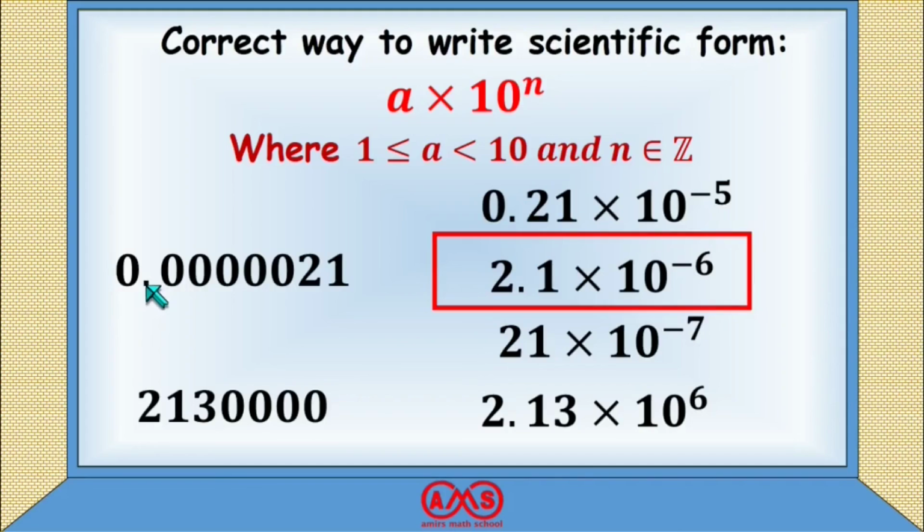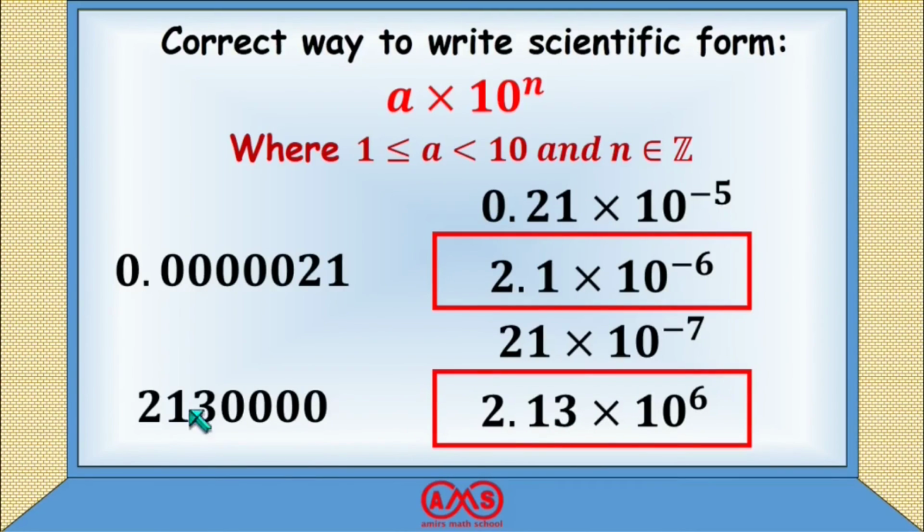If the decimal point is moved to the right, in that case there will be a negative sign. If to the left, in that case we will use the positive sign. So for the right side movement the value of n will be negative, and for the left side movement of the decimal point the value of n will be positive. So this is our scientific form of number or standard form of this number.